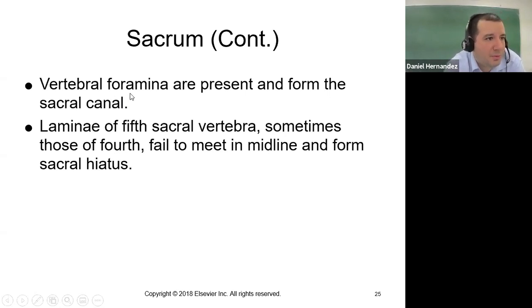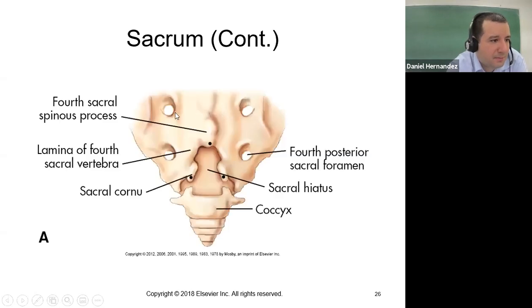So vertebral foramina are present and form the sacral canal. Laminae of the 5th sacral vertebra, sometimes the 4th, fail to meet in midline and form the sacral hiatus. So you could see failure of fusion of the sacrum forms the sacral hiatus. Here's the coccyx.